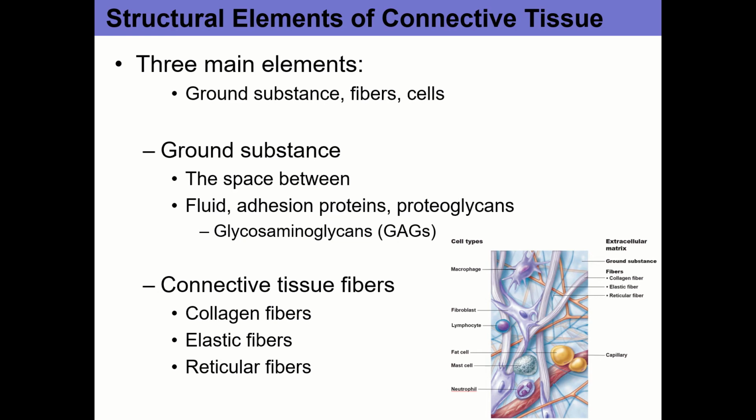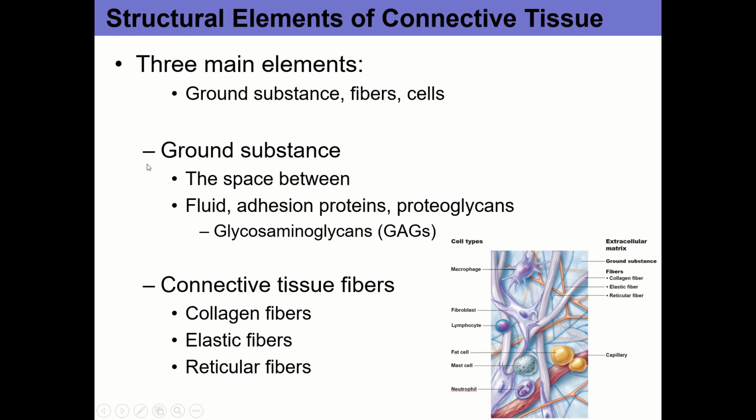All right, so in terms of the structure of connective tissue, whether we're talking about something like loose areolar tissue, or whether we're talking about something like a tendon or a ligament, they all have the same basic three elements. It's just what concentration or what balance of those elements they have. So the three elements that they're going to have are the ground substance, and then they'll have fibers and cells. And we'll talk about each of these.